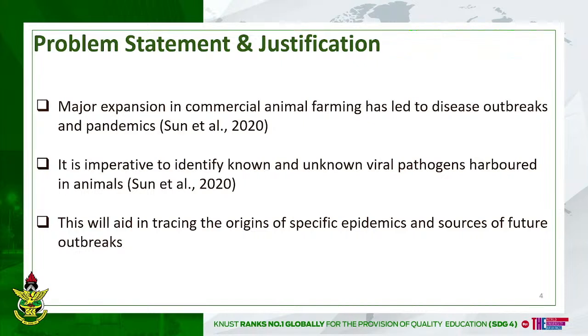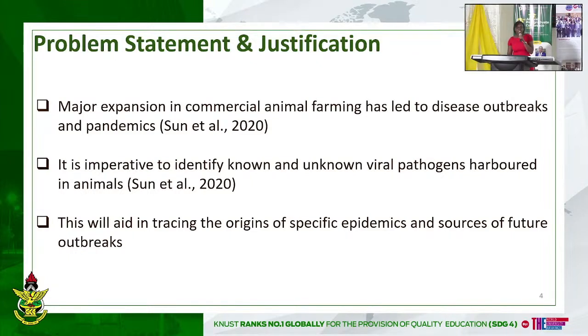So due to the high demand for animal protein, there has been a major expansion in commercial animal farming, which has led to major disease outbreaks and pandemics, such as the recent SARS-CoV-2, Ebola, and Marburg. Given this, it is important to identify known and unknown viral pathogens harbored in these animals, which can aid experts in tracing the origins of specific epidemics, as well as predict the potential sources of future outbreaks, which can help implement policies to manage or prevent these pandemics from happening.